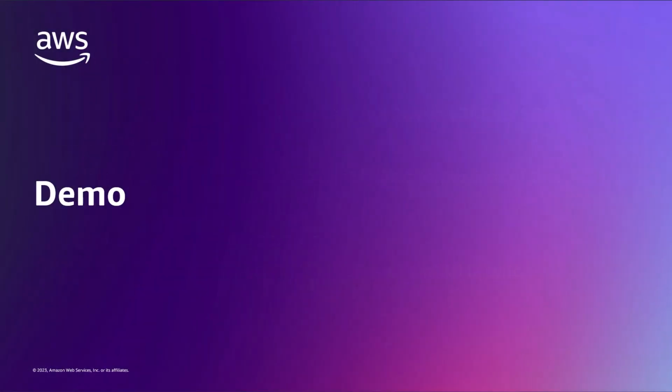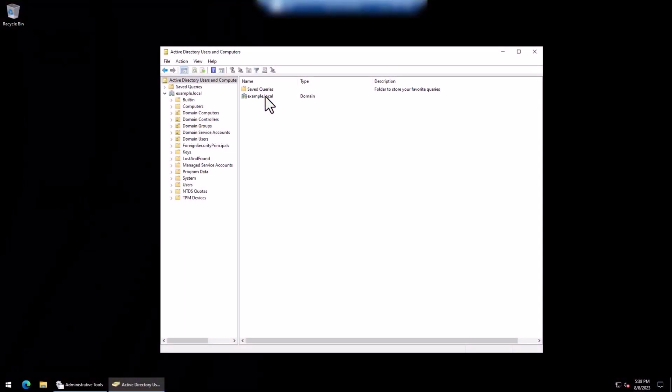Let's now dive into the demo portion, where we'll be creating an Amazon RDS SQL Server database instance, join it to our on-premises AD, and then connect to it with our on-premises domain credentials using Windows Authentication. We'll start off by configuring our on-premises Active Directory. Connect your AD domain as domain administrator and open up Active Directory users and computers.